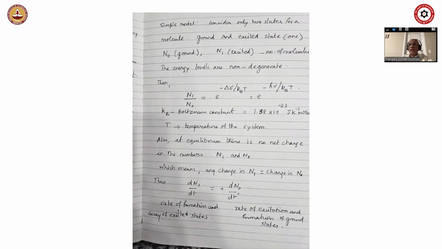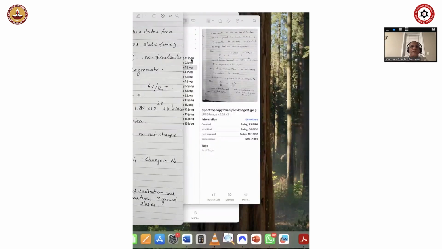Now, rates can be calculated using simple chemical formulas. One usually uses the concentration. So there are 3 processes here. Let us look at the N0 process and the N1 process.